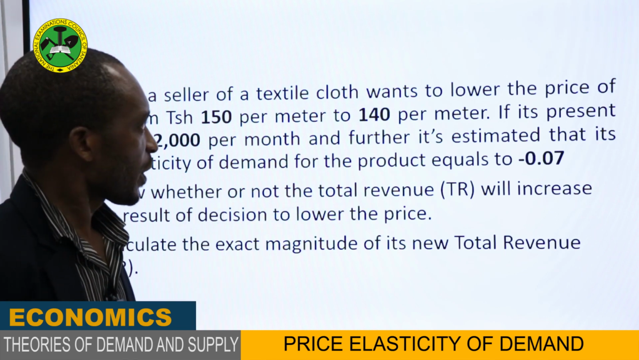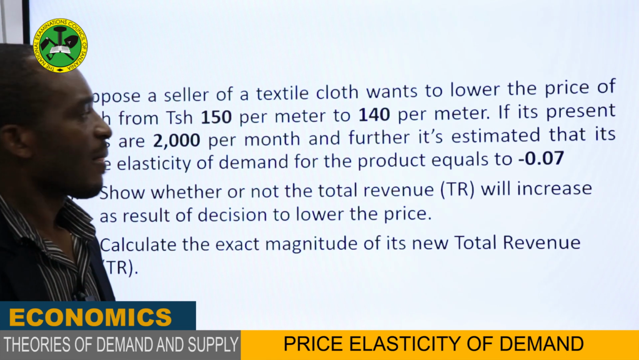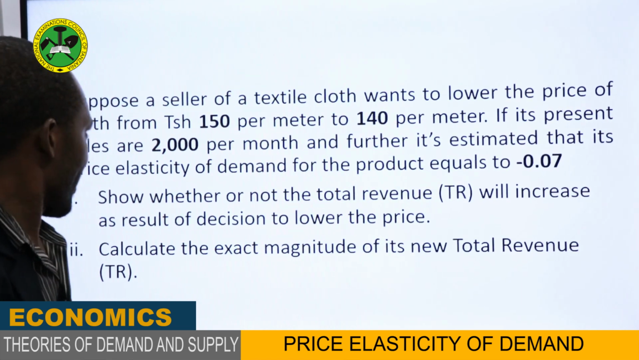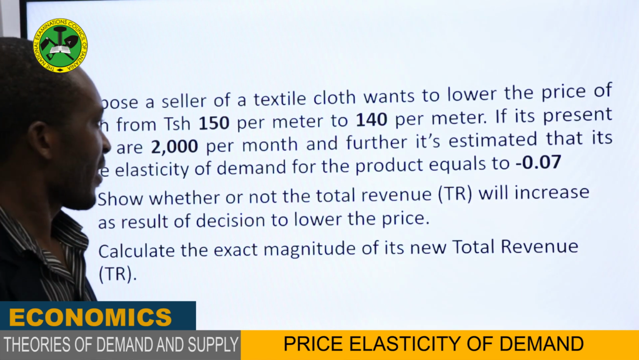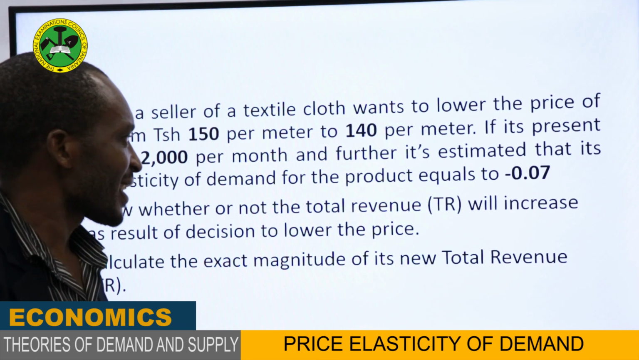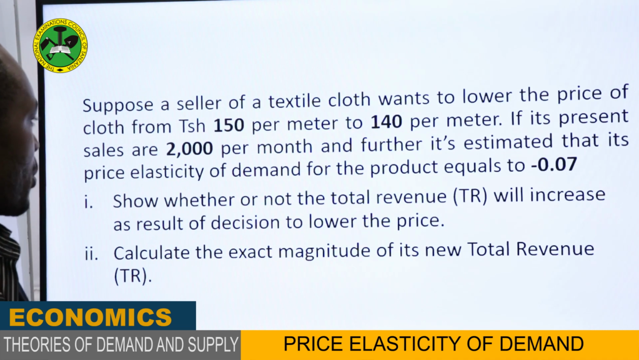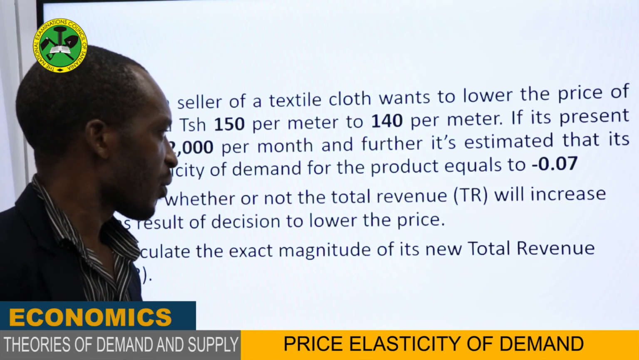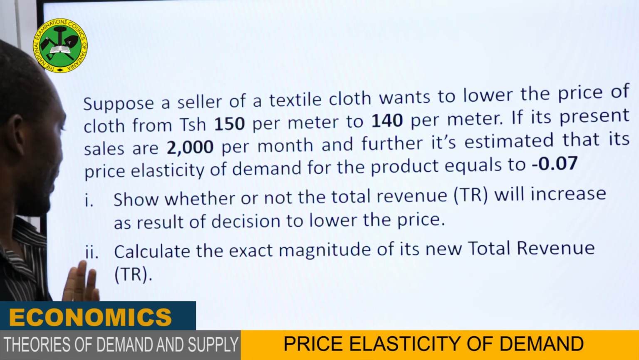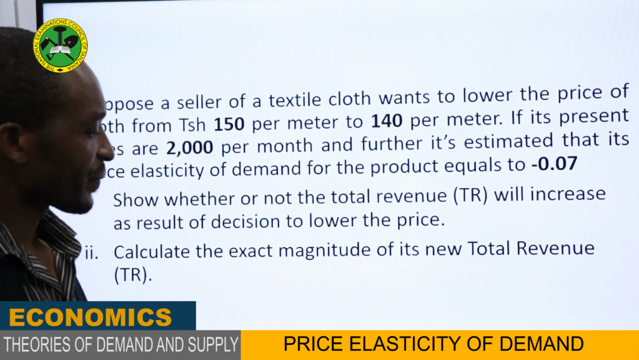Suppose a seller of a textile of cloth wants to lower the price of cloth from 150 per meter to 140 per meter. If its present sales are 2,000 per month, and further it's estimated that its price elasticity of demand for the product is equal to negative 0.07. Now show whether or not the total revenue will increase as a result of the decision to lower the price. Then Roman 2, calculate the actual magnitude of its new total revenue.